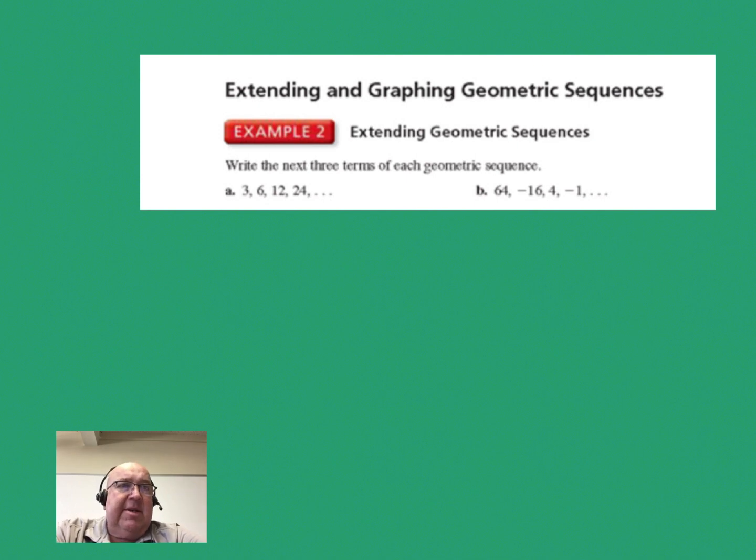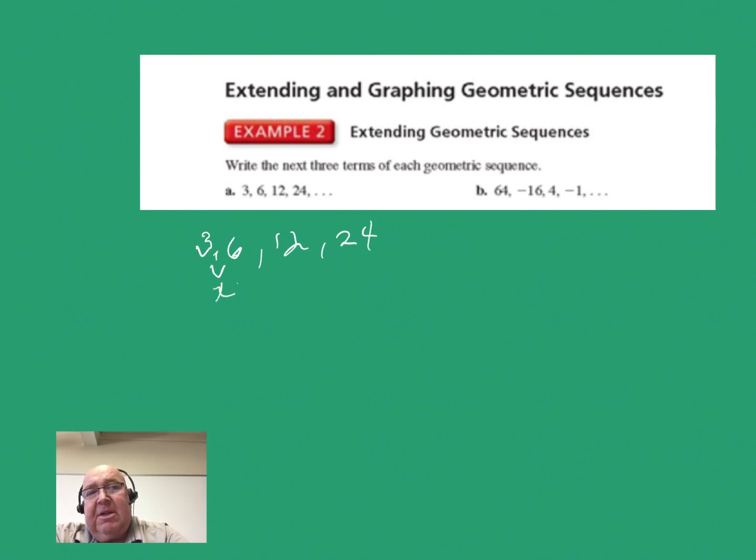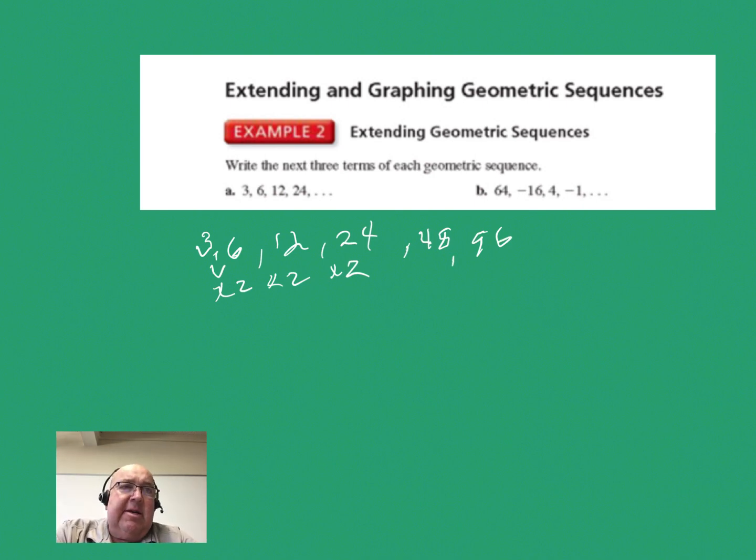So we want to write the next three terms of these sequences. So I'm going to start 3, 6, 12, 24. So I can tell that I'm multiplying by 2. So our next number would be 48, then 96, and 192.